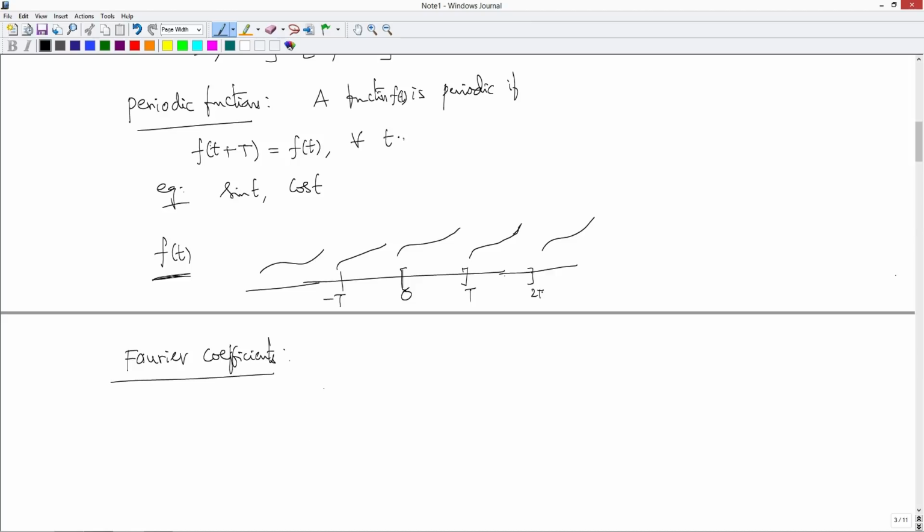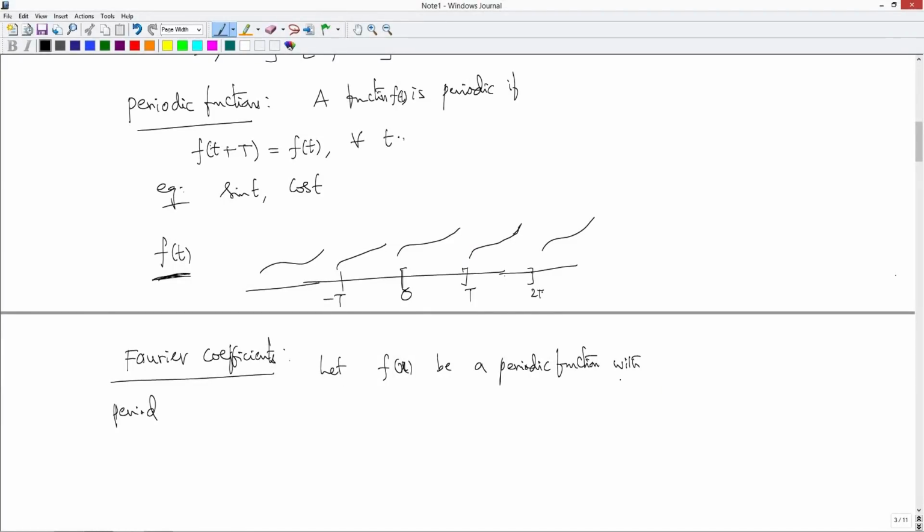So, you start with a periodic function. Let f of x be a periodic function with period. Instead of calling it a function of time, from now onwards I will just write f of x as a mathematical symbol. We will use a function f of x, which you can imagine as a signal with x as the time variable. So, let f of x be a periodic function with period L.